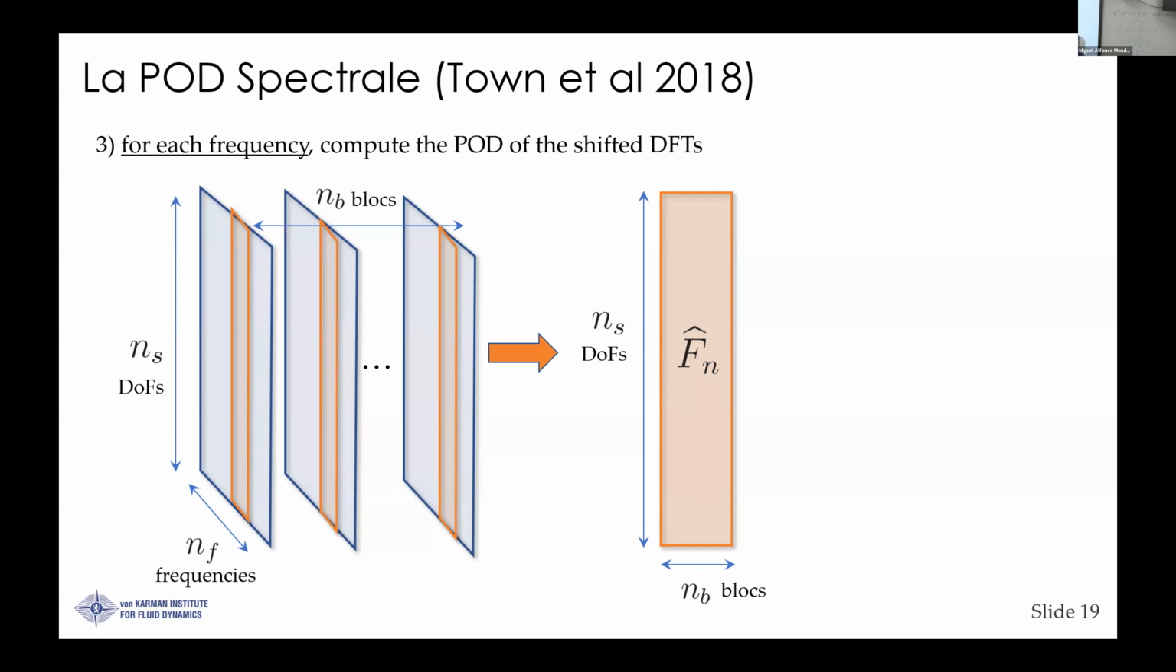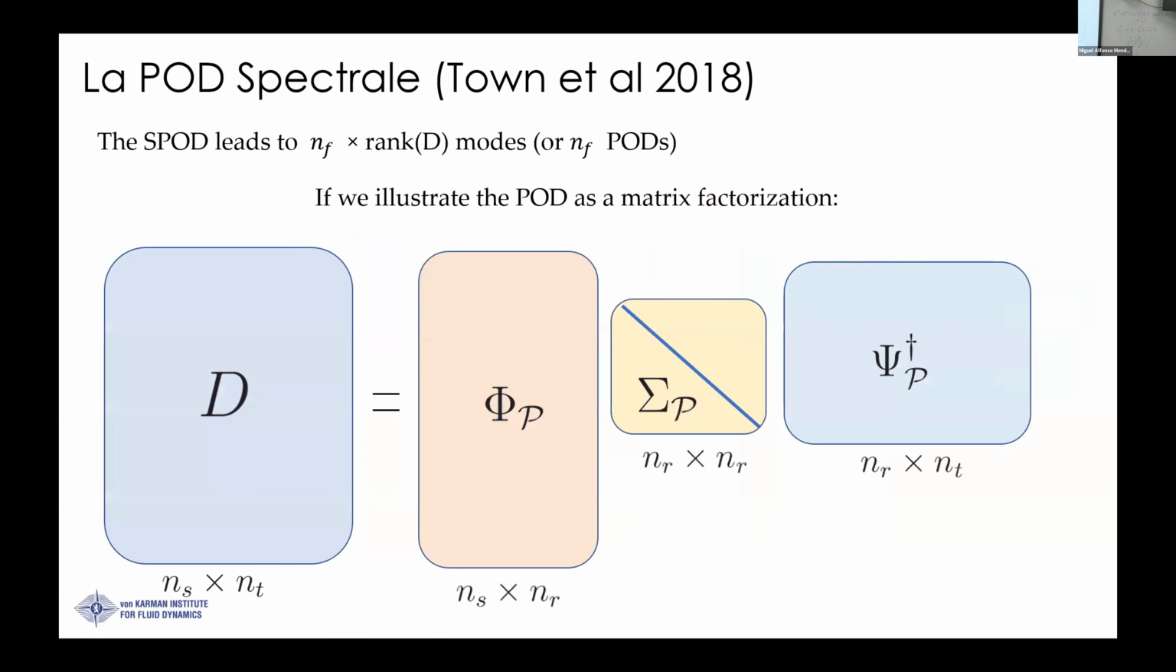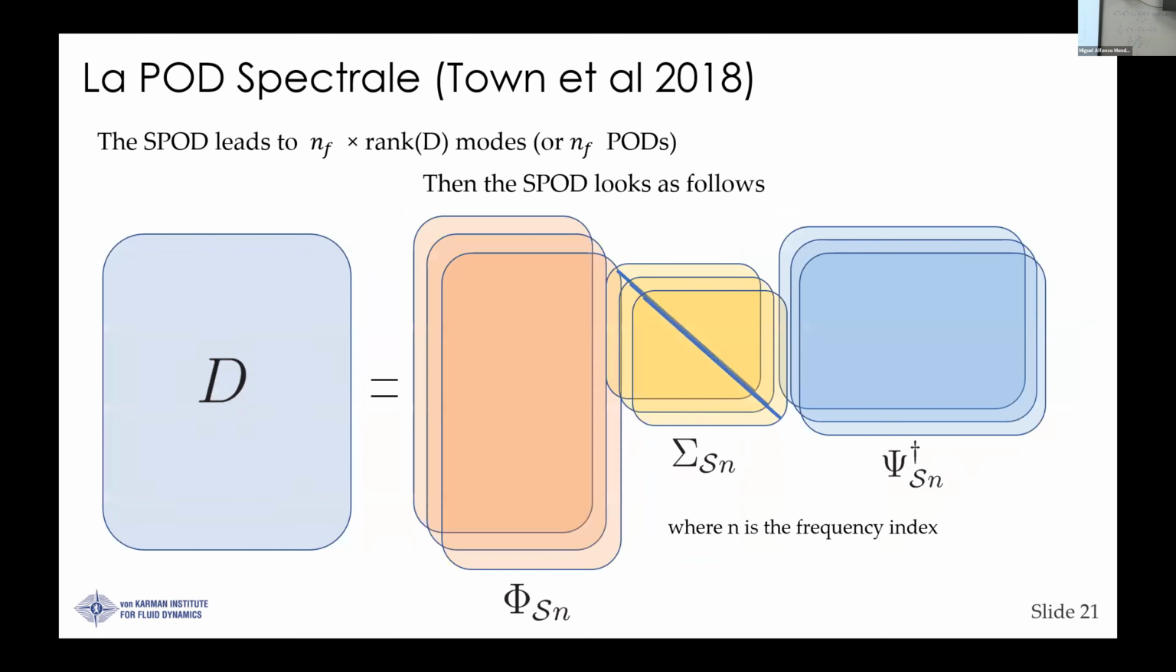Okay, is this clear? So the way you have to picture that: if the POD normally is a matrix factorization like that, this SPOD will become something like that. So I will have many PODs, many sigmas, many psis, each at every different frequency. So you understand that for convergence purposes, this is really bad, because we started with a simple matrix and we are ending up with a giant tensor here. But the idea here is not to approximate your data set. Here it is to really hunt for frequencies, for coherent patterns at certain frequencies. Okay.